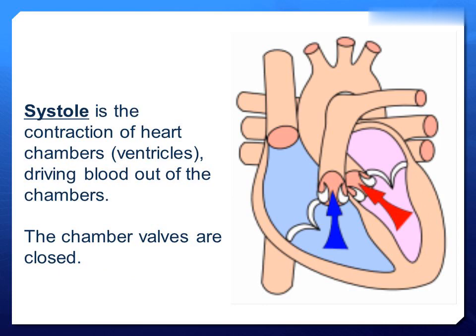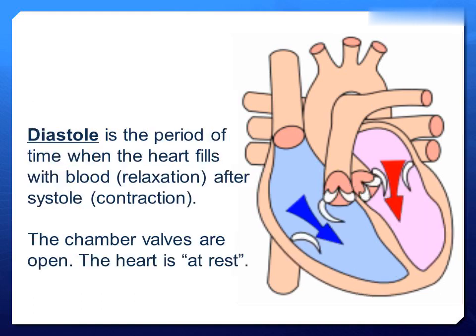Systole is the contraction of heart chambers, ventricles, driving blood out of the chambers. The chamber valves are closed. Diastole is the period of time when the heart fills with blood, relaxation, after systole, contraction. The chamber valves are open. The heart is at rest.